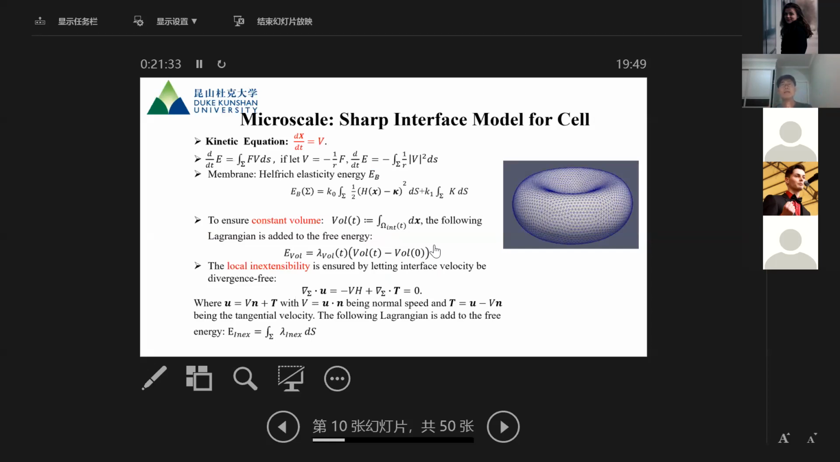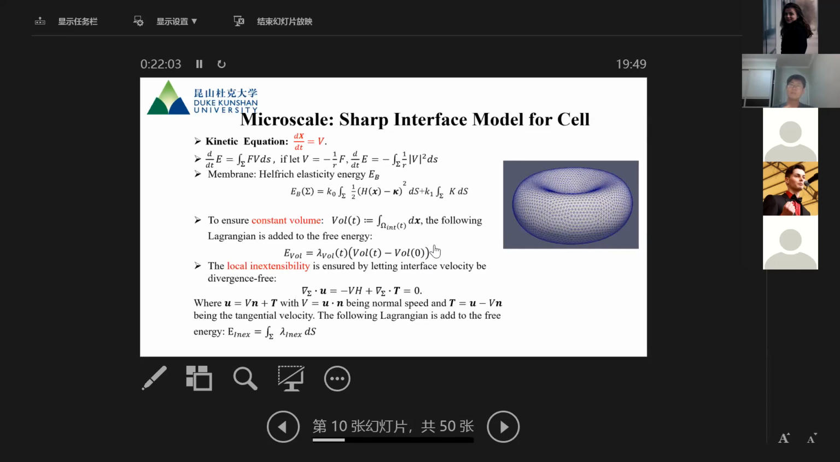Then I can use an energy called Helfrich energy in the mechanics and mathematics, which can mimic or model the bending rigidity of the cell membrane. Another two important properties of the cell are that during deformation, the cell volume does not change and the cell membrane surface area does not change. So they always stay constant.